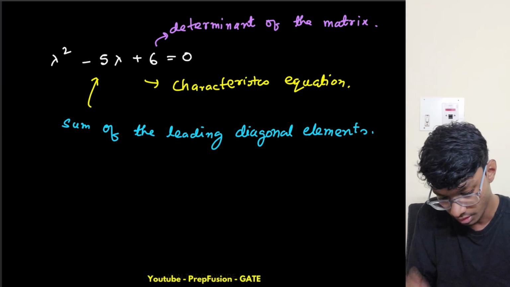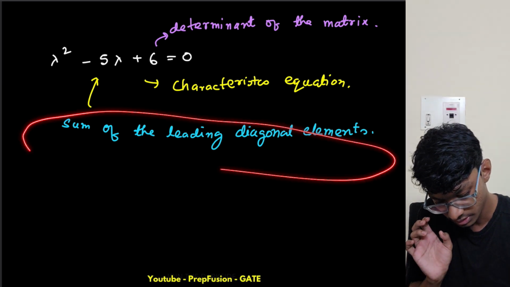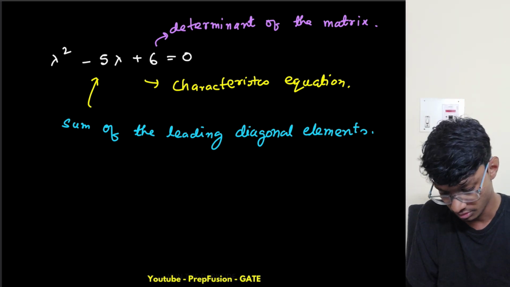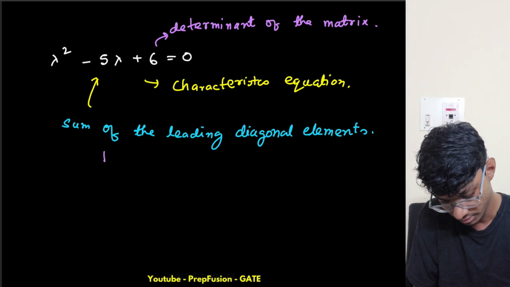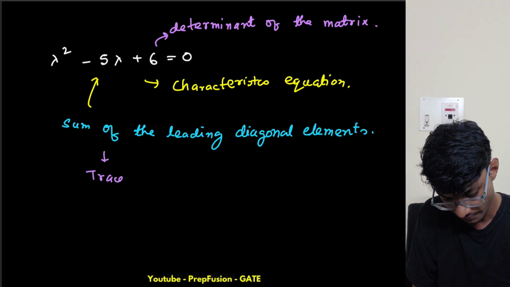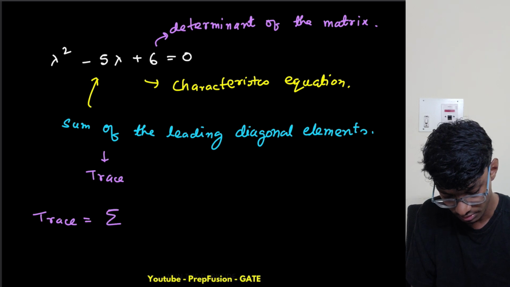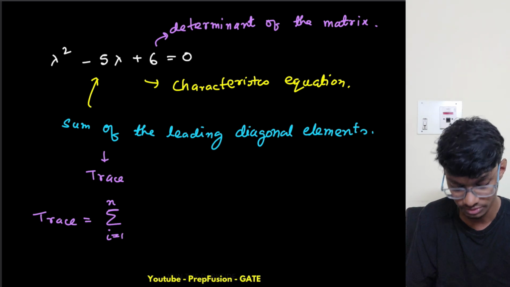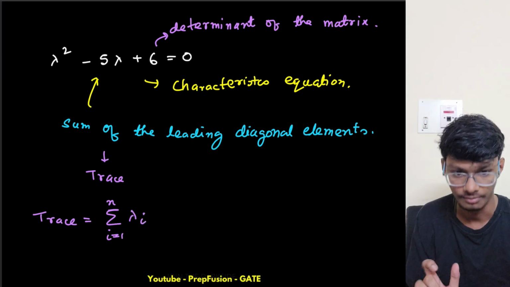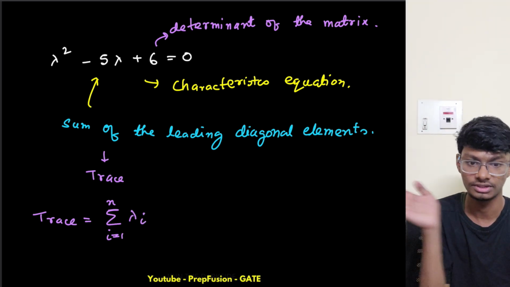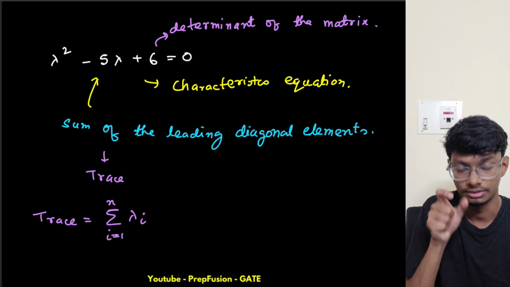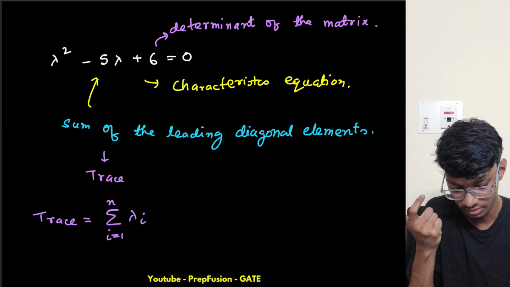So also, what do we call this? Sum of leading diagonal elements, there is a name for this, that is the trace. Okay, so the name for this is trace. So what is trace equal to? Trace equals summation i equals 1 to n, the number of eigenvalues, lambda i. So I am summing up each of the lambda i, where this is the summation of the eigenvalues.